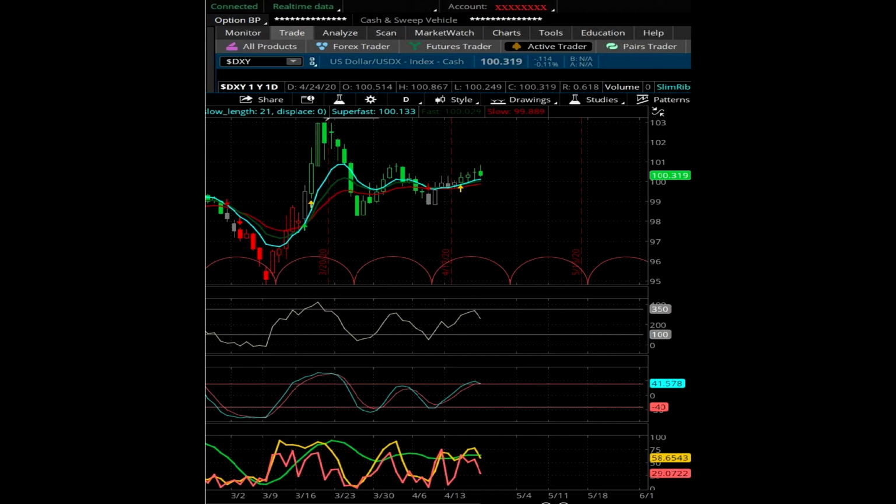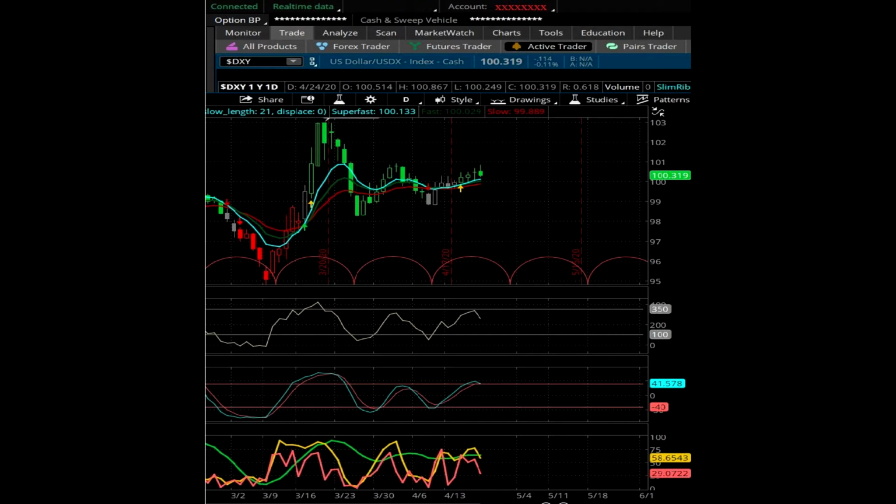This is on the Thinkorswim platform. This is TD Ameritrade software, also known as the TOS platform. But before, you're going to see this is the US dollar index. You look up in the upper left-hand corner, you see it says $ and uppercase letters DXY.